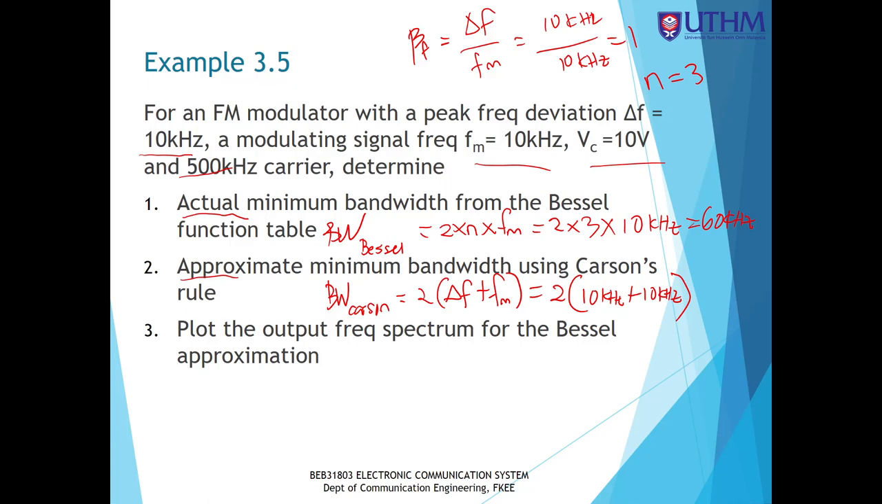So 2 times delta f plus fm, this is 20 times 2, so you get 40 kilohertz. It is smaller than the bandwidth by Bessel. Okay, so plot the output frequency spectrum for the Bessel approximation. This is the same as previously.